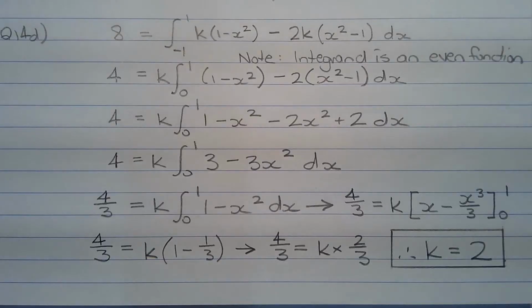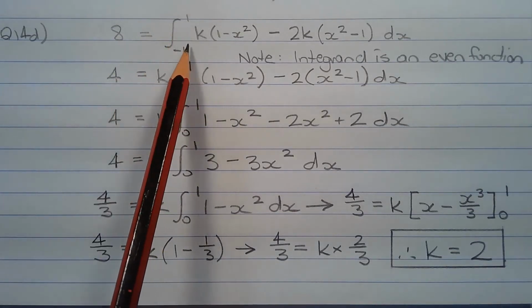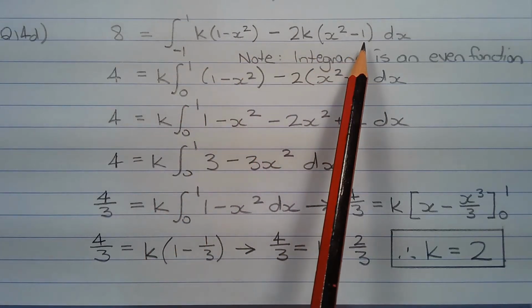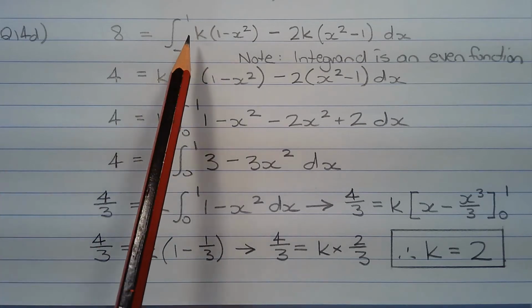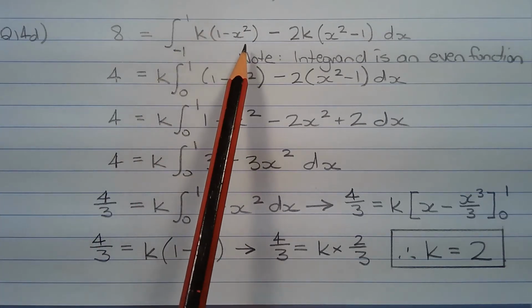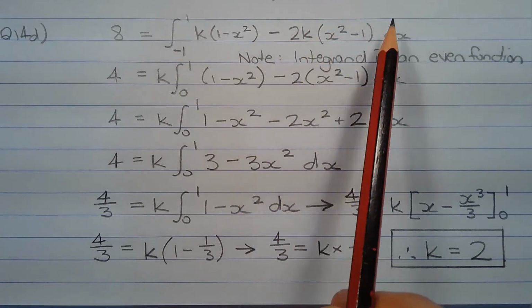It is given that the area between the two parabolas is equal to 8. Hence, we can form the equation 8 equals the integral from x equals -1 to 1 of k times (1 minus x squared) minus 2k times (x squared minus 1) dx. Now, k times (1 minus x squared) is the upper curve, or the concave down parabola, and 2k times (x squared minus 1) is the lower curve, or the concave up parabola.